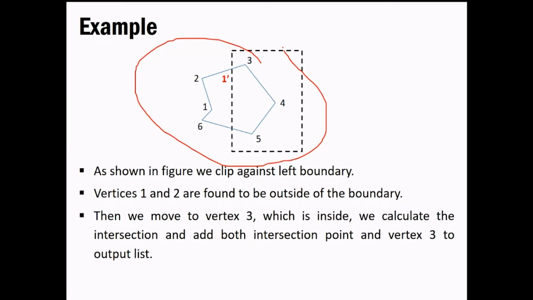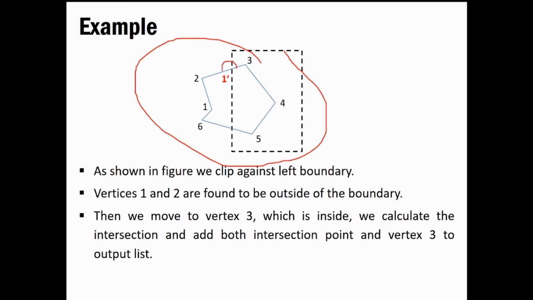So now, based on that, we try to get the output points. Obviously, we'll take one case over here, that is this line from 2 to 3. As you can see, it is going from outside to inside. So this is the case from outside to inside. Then if we move to vertex 3, which is inside, we calculate the intersection point, and add both the intersection point and vertex 3 to the output list.